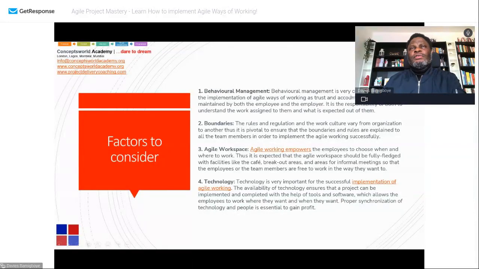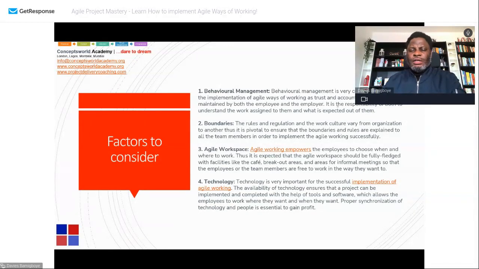For example, people have to be clear about the work they are assigned to do. They have to be clear about what's expected of them. They have to be clear about how their performance is measured, how their work will be reviewed and assessed, and the kind of support that is available for them as part of being part of the company. Number two, boundaries.